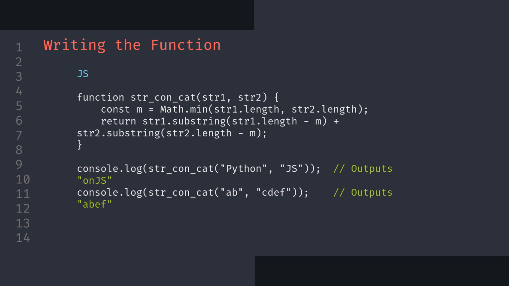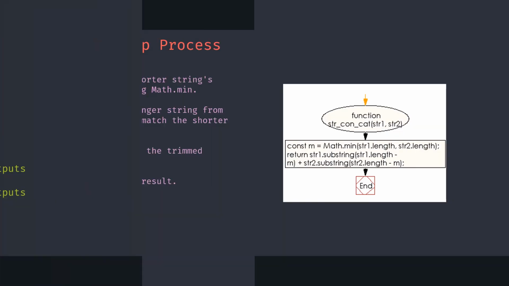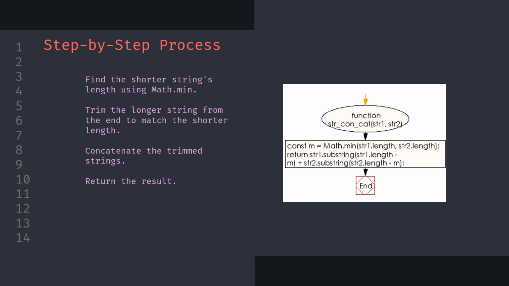This function calculates the minimum length of the two strings using Math.min, trims both strings to that length using substring, and concatenates them. Let's explore the process step by step. We start by determining the shortest length, trim both strings accordingly, and concatenate the results. This ensures the strings align perfectly before merging.